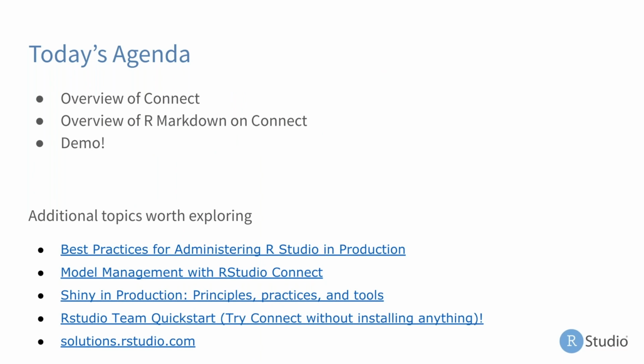So, a quick overview of today's agenda. I'll give you an overview of Connect, an overview of how R Markdown plays together with Connect, and then do a quick demo of some of the examples I'm showing today. There's a lot of material here that we've already covered with other topics, so specifically I'll be focusing on R Markdown. But if you're interested in using RStudio products in production, there's actually a webinar on that. There's model management, Shiny in production, as well as the RStudio Team Quick Start, where you can actually try out Connect without installing anything. So maybe you think this is interesting, want to see what it looks like in your own environment, try it out there.